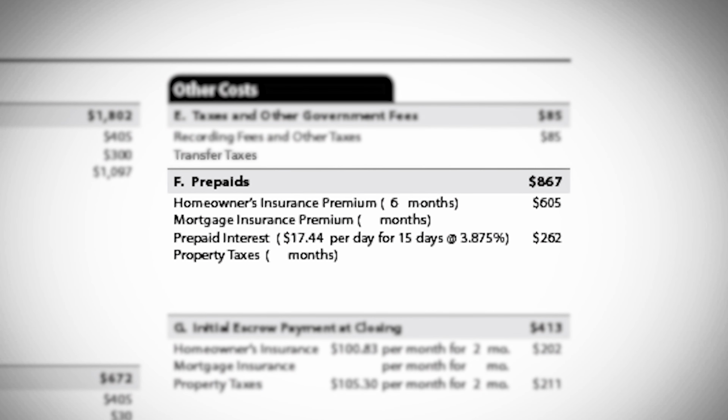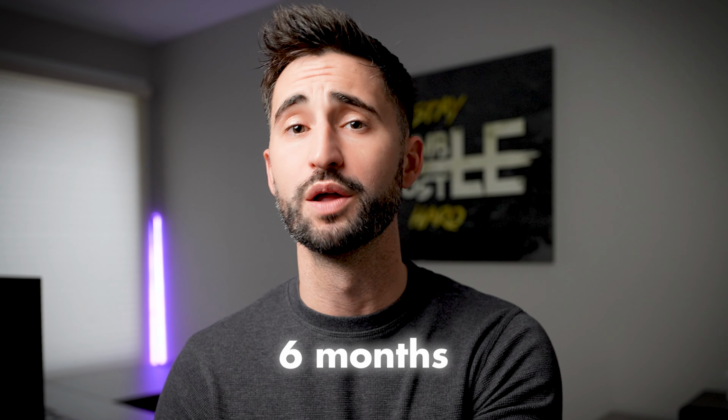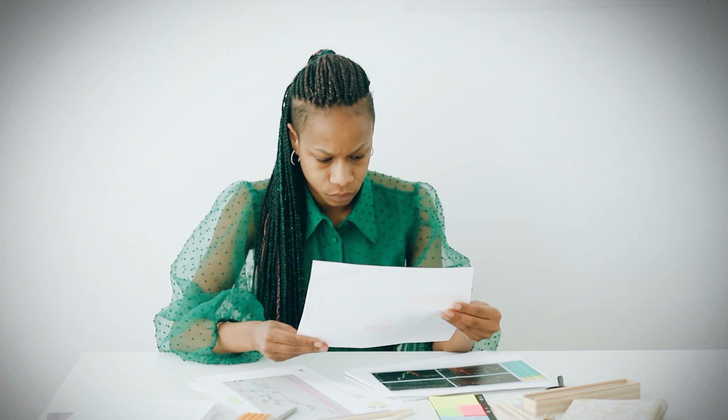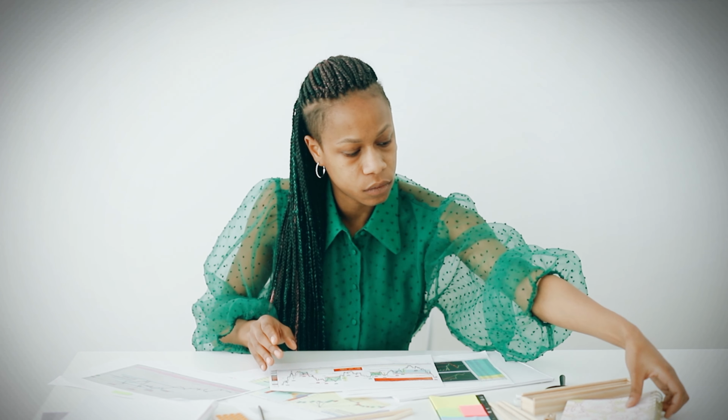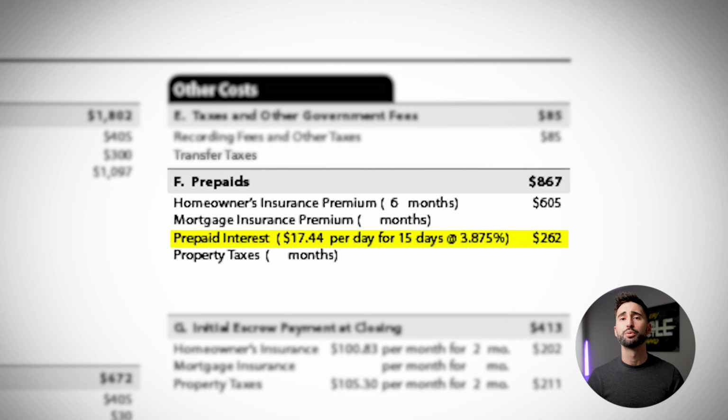Section F is our prepaids. And one of the biggest charges here will be your homeowner's insurance premium. And that's because you're required to either pay the full year premium or 6 months at the time of closing. Now you get to shop around for this, so you can compare coverages and rates and ultimately decide what's best for you. The next thing is going to be the prepaid interest.